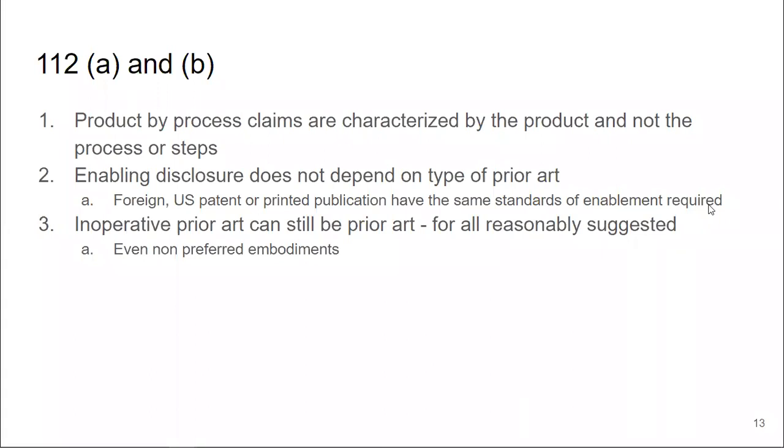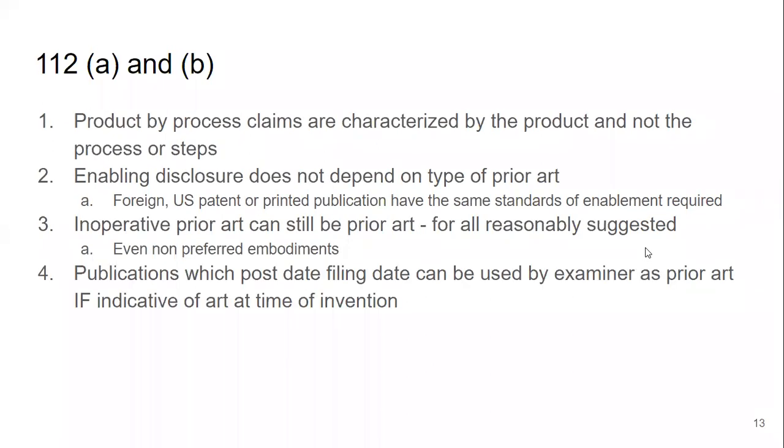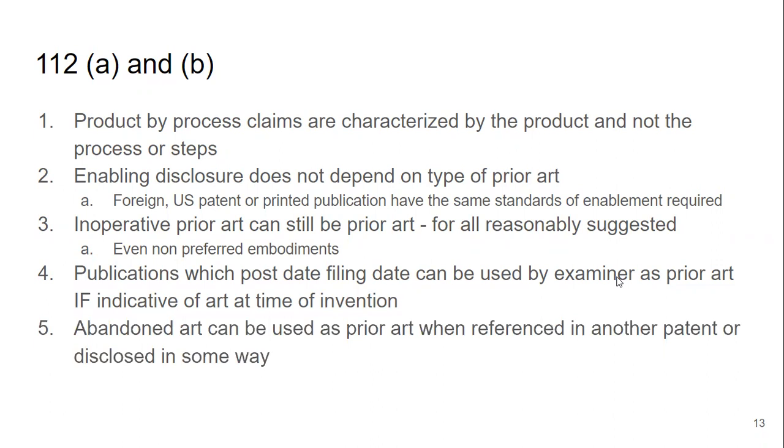So even for non-preferred embodiments, it can still be prior art. So then publications which include the post-date filing, those can be used by the examiners as prior art if it's indicative of the art at the time of filing. So then abandoned art, that can be used as prior art when it's referenced in another patent or disclosed in some other way. So that was something we talked about a little bit in access. So basically, if it can be accessed, then in that case, it probably could be used as prior art.